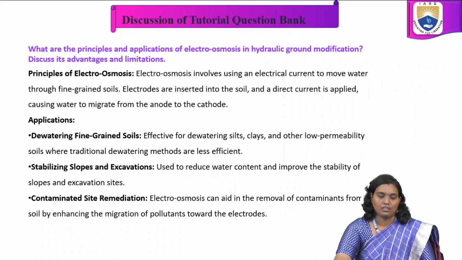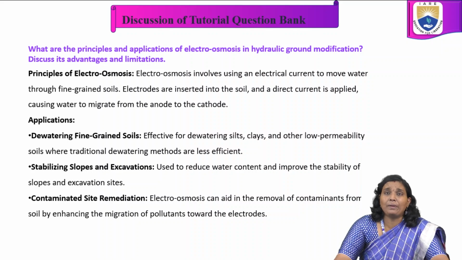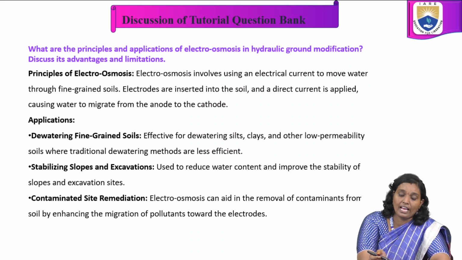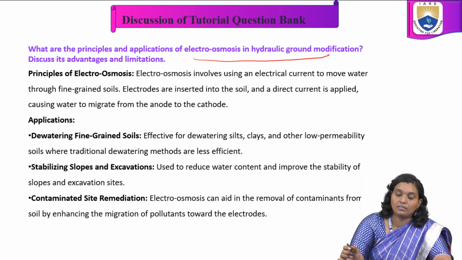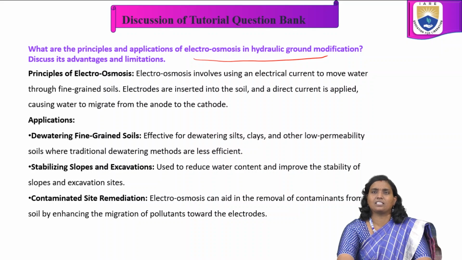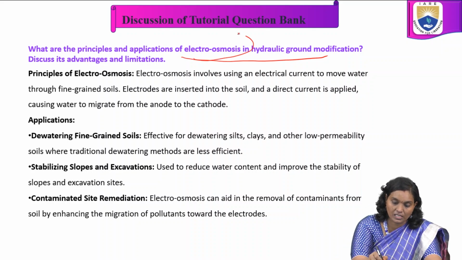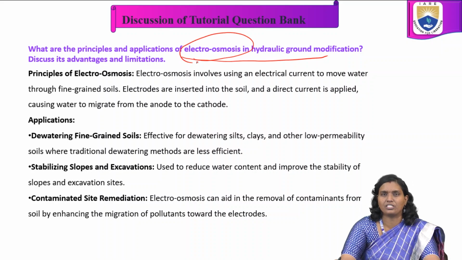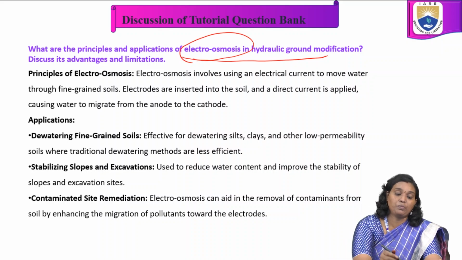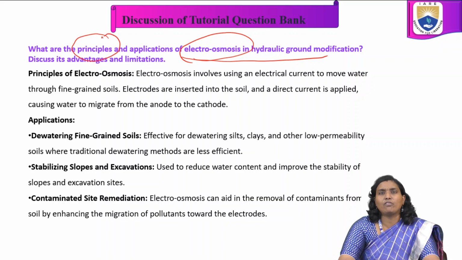We also choose dewatering systems there. The next question is: what are the principles and applications of electro-osmosis in hydraulic ground modification? Discuss its advantages and limitations. First we have to understand electro-osmosis in hydraulic ground modification, what type of principle is involved in it, and what are the advantages and disadvantages.